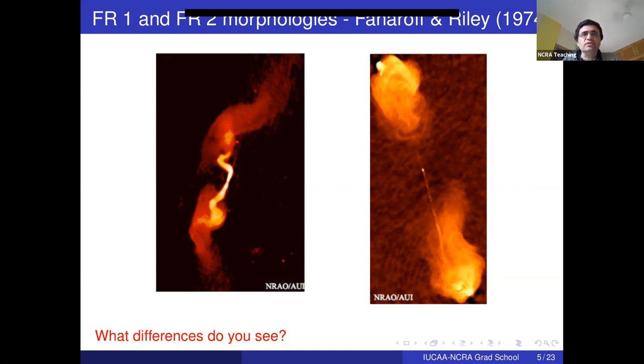Can you say something about the size? I'm not even sure whether this is to scale, but if you have more powerful jets, that should produce larger lobes and so on. So what can you say about the size? Which of these galaxies may be larger in size?